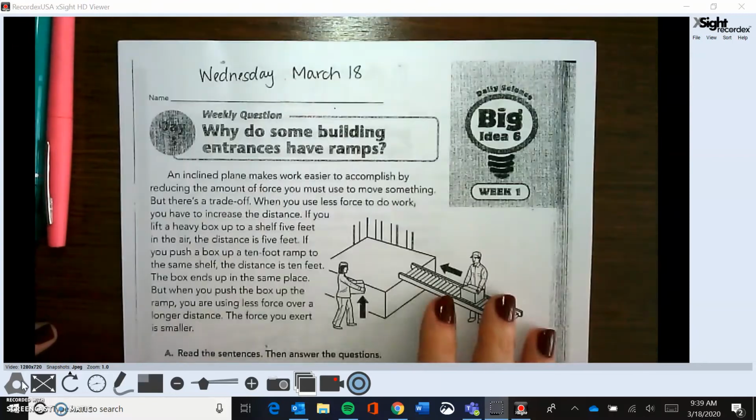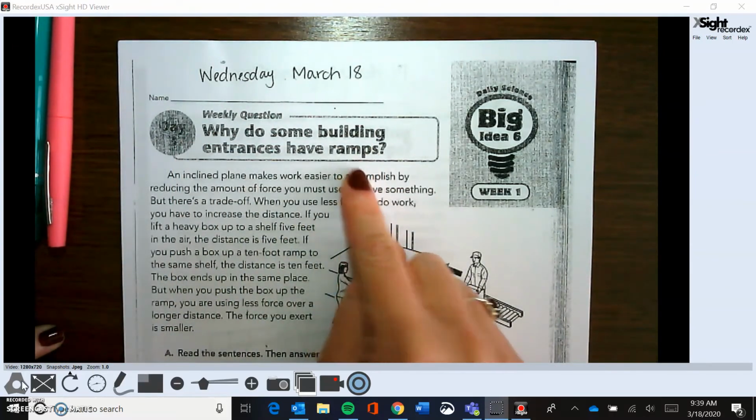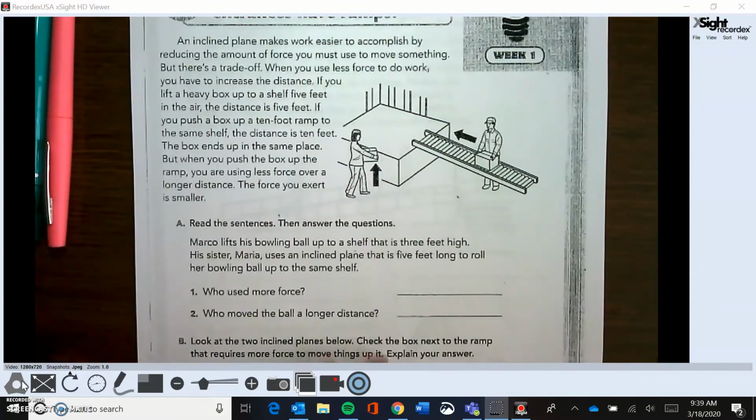So you need to turn to the page that has the date at the top. The title is Why Do Some Building Entrances Have Ramps? And we're going to continue talking about inclined planes and simple machines. Alright, so let's take a look.